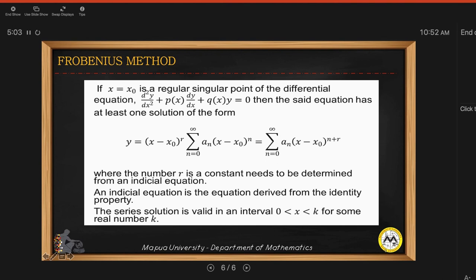The initial equation is quadratic in this case if we have a second order differential equation. So that is the equation derived from the identity property. And the series solution is valid in an interval from 0 to k for some real number k. So this theorem tells us that even if x equals 0 is a singular point, it has a power series solution near x equals 0 if it is a regular singular point.